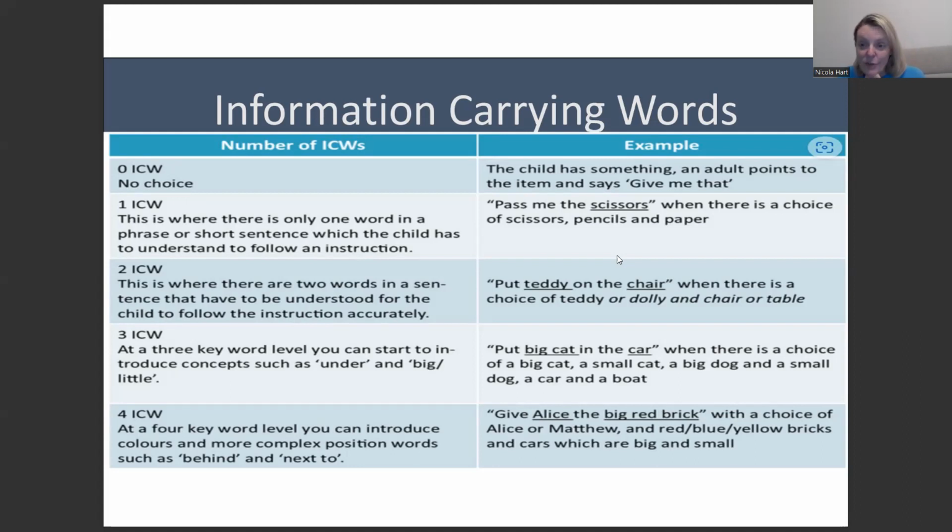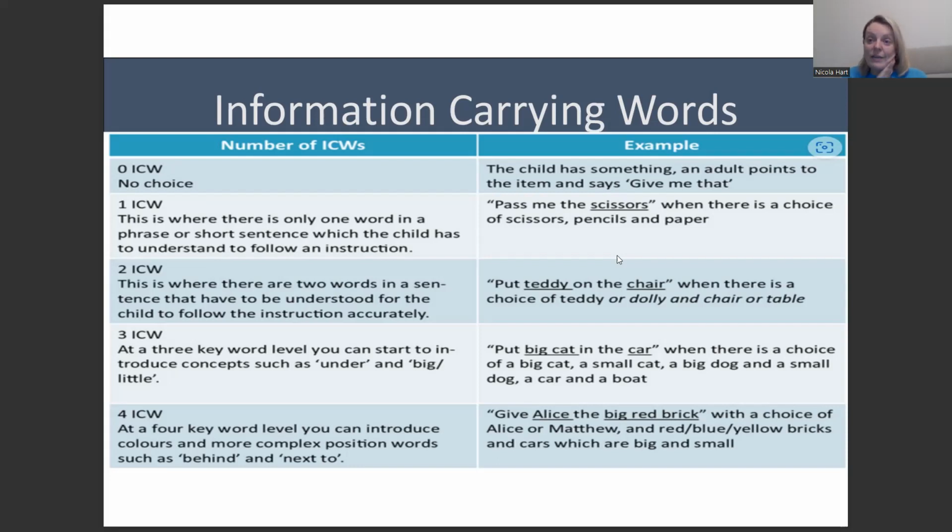Obviously, when you're working on information carrying words, you're going to sign the words, you're going to repeat it, you're going to help them always at the start. But if you are informally assessing the child, that's a good way of doing it to test the information carrying words.